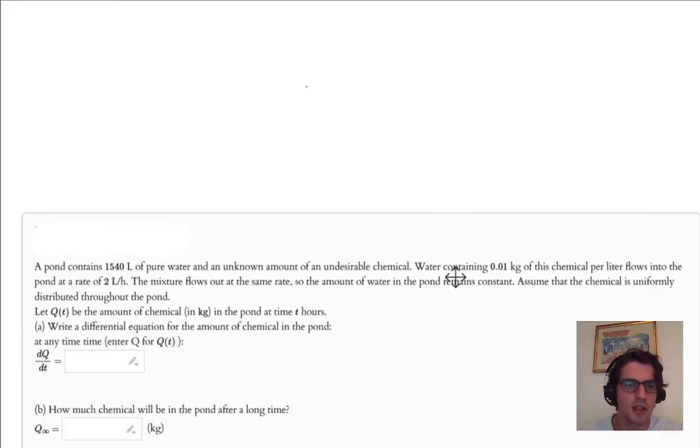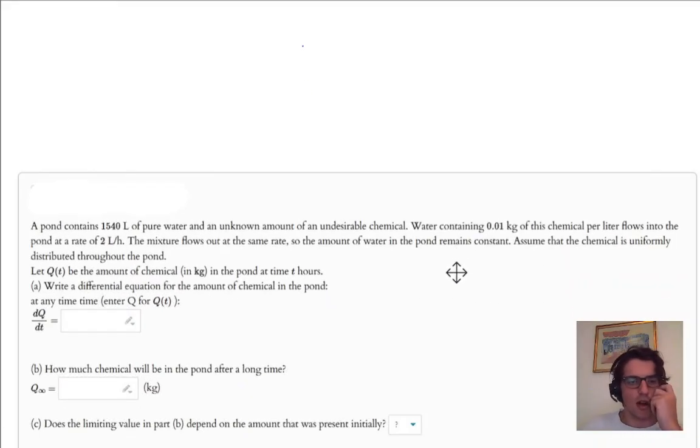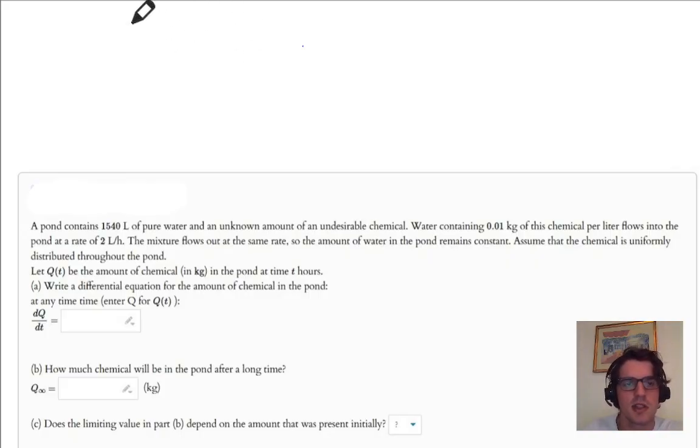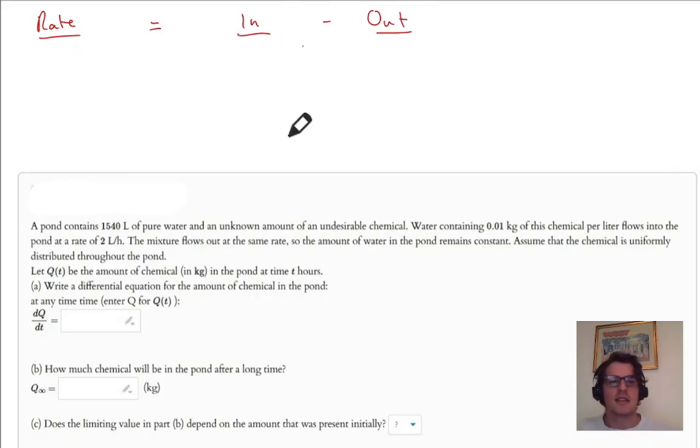So let's keep going. These are a little harder to follow, but we're going to be looking at these. The whole idea here is basically that these are rate problems. A differential equation is a rate, and we're basically looking at ins minus outs. That tells us if we're looking at a tank and we want to know the rate of change within the tank, we look at what comes in and what goes out. So we're going to model this rate, which they're calling dQ/dt.